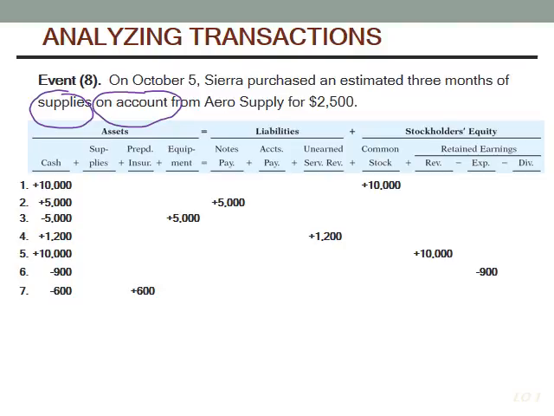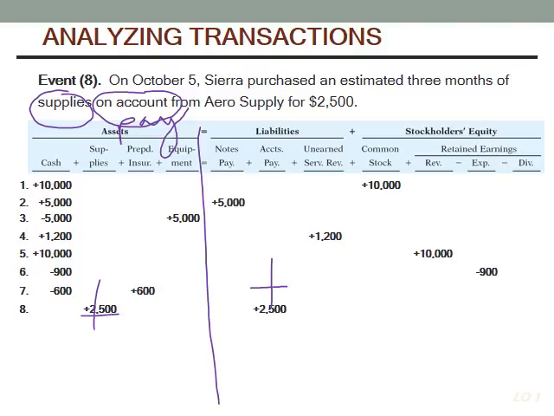No cash was actually traded on October 5th. So this is a little bit trickier because we don't have cash going on, but we know we have accounts payable because we have to pay for it. So accounts payable is going up. And what's the other side? We bought supplies, so supplies are going to go up. So let's see what that looks like. An increase in supplies and an increase in accounts payable. Again, if we drew our line, both sides are increasing the same.